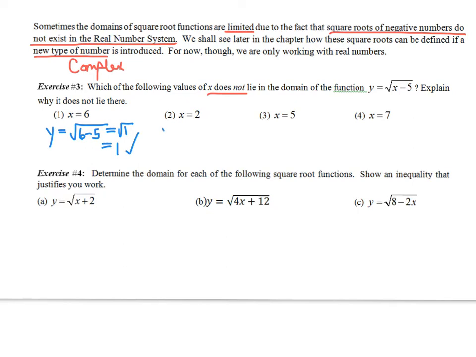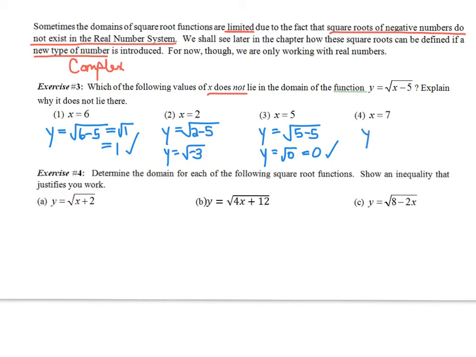Try the number 2. Y equals the square root of 2 minus 5. We are seeing that we now have the square root of negative 3. That clearly doesn't check out because right now I don't know how to evaluate the square root of negative 3. Let's make sure that the other two still work. Y equals the square root of 5 minus 5. That's just going to be the square root of 0. And we know that the square root of 0 is 0, so that one checks.